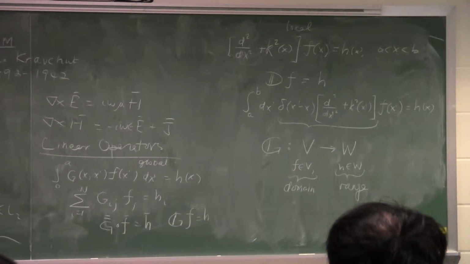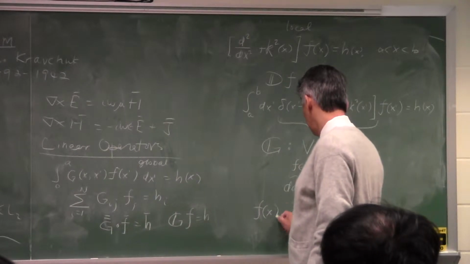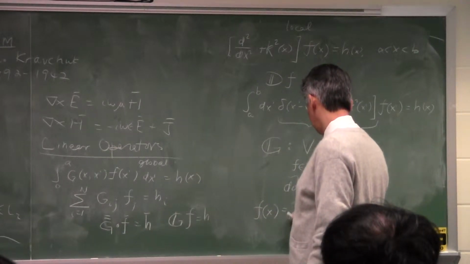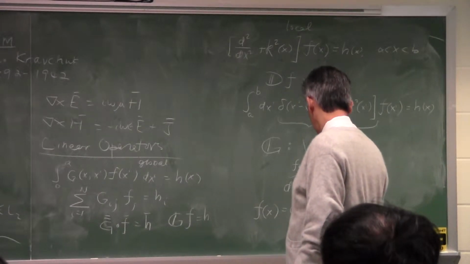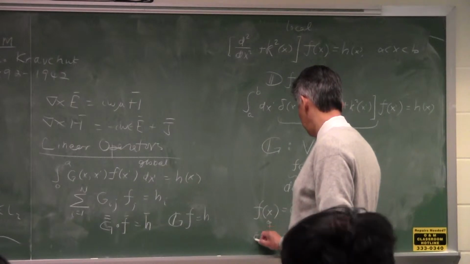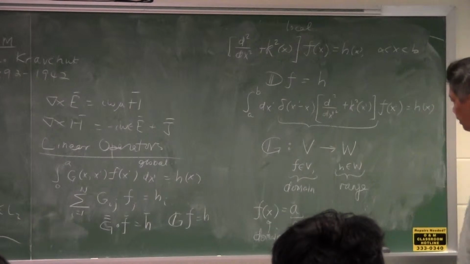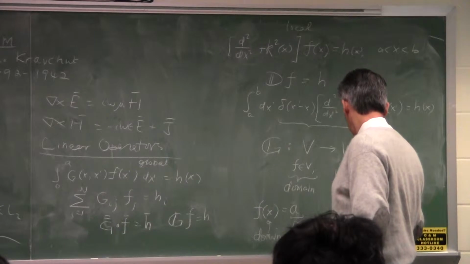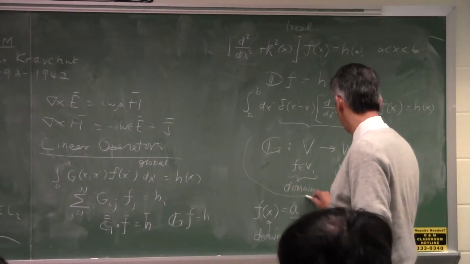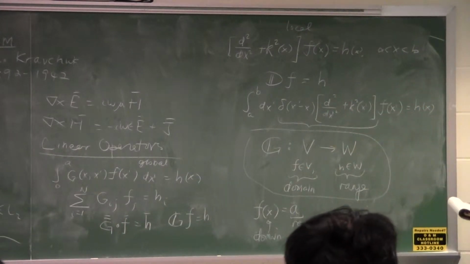I'm sure that many of you have seen this. You can also think of a function as doing that too, like f of x is equal to A. This is called the range. This is called the domain. The domain and the range of a function. This is just for a function, but this concept can be applied to a general linear operator. It always has a range in the domain space.